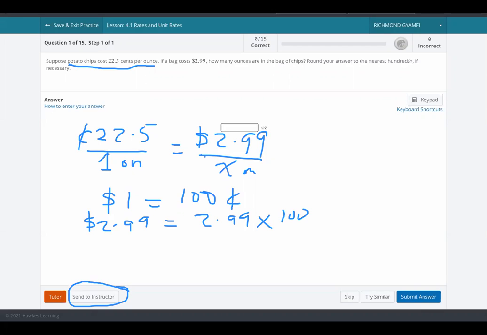And you can put this in your calculator. But because we are multiplying this by 100, 1 times 2.99 is 2.99, right? And then because we have 2 zeros, that allows us to move the point 2 times to the right, 1, 2. So this becomes 299 cents. So this is going to give us 299.